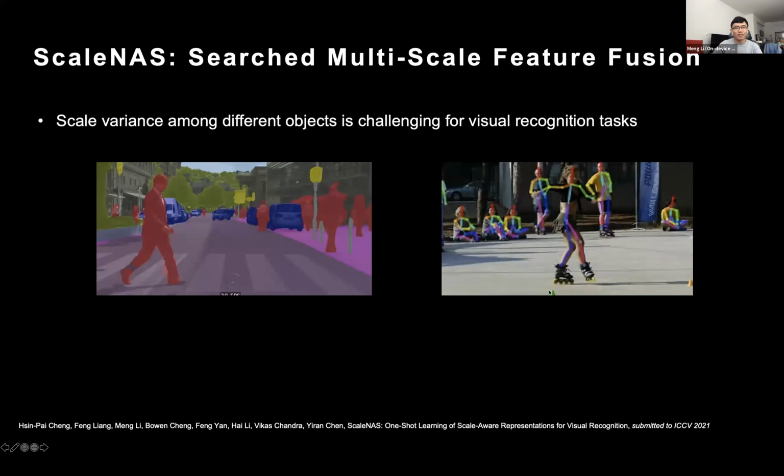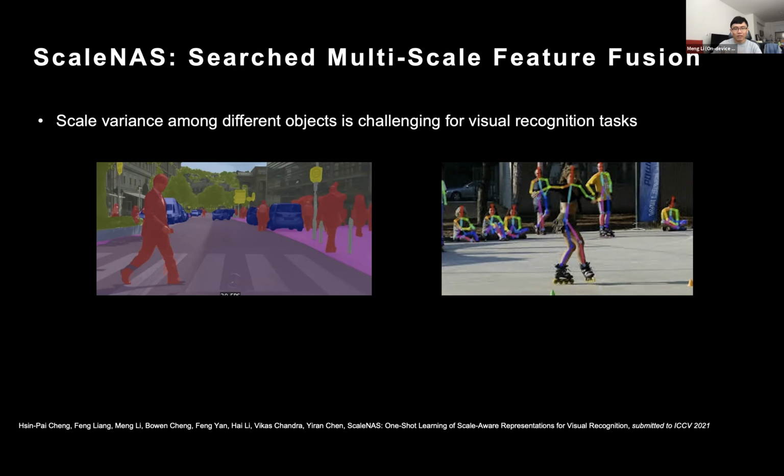So for the first challenge, when defining the search space, we believe it is important to consider the property of the task and applications that we are dealing with. Here, I show two examples of visual recognition tasks, like pose estimation and semantic segmentation. This is also quite important for video understanding as well. But here, I just use a single frame as an example to illustrate this.